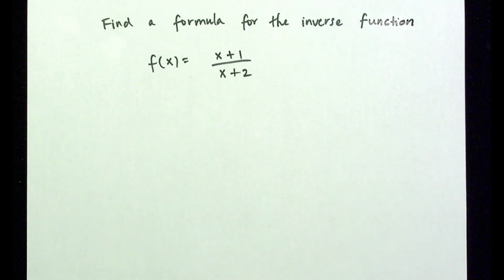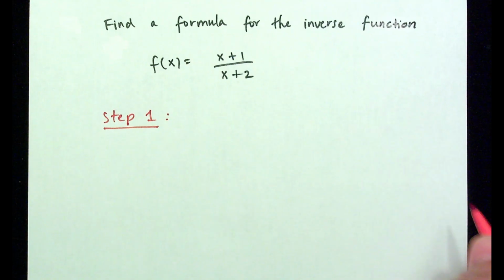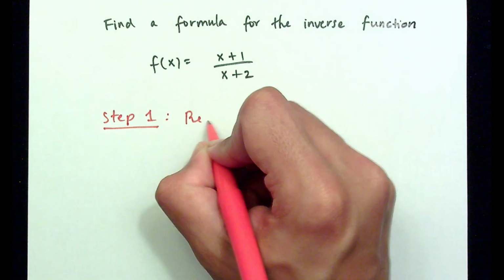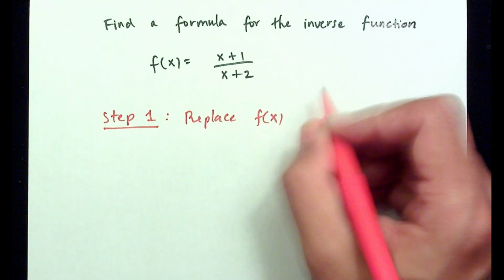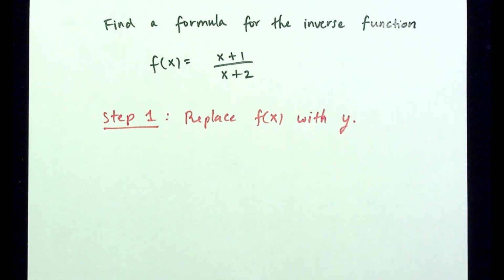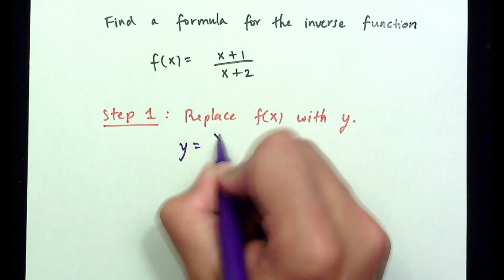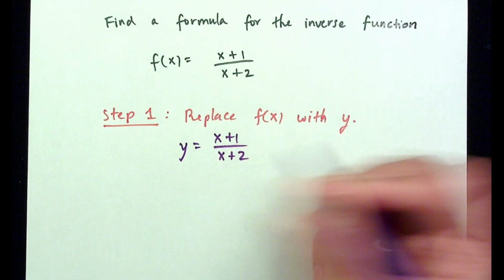Find the formula for the inverse function of f of x equals x plus 1, all over x plus 2. Let's review the steps for finding the inverse function of a function. Step 1 is you're going to replace f of x with y. Instead of writing f of x, you write y. So this looks like y equals x plus 1, all over x plus 2.